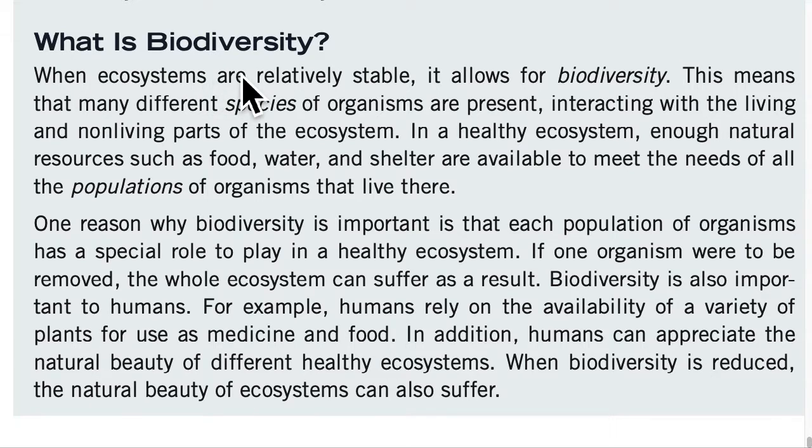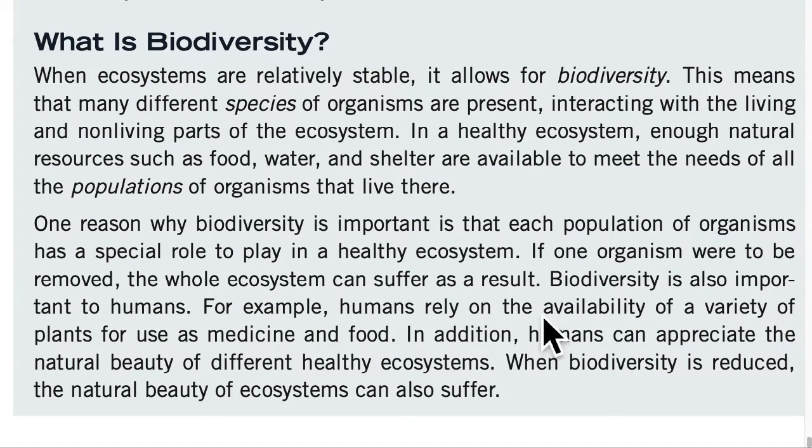What is biodiversity? When ecosystems are relatively stable, it allows for biodiversity. This means that many different species of organisms are present, interacting with the living and non-living parts of the ecosystem. In a healthy ecosystem, enough natural resources such as food, water, and shelter are available to meet the needs of all the populations or organisms that live there. One reason why biodiversity is important is that each population of organisms has a special role to play in a healthy ecosystem. If one organism were to be removed, the whole ecosystem can suffer as a result.